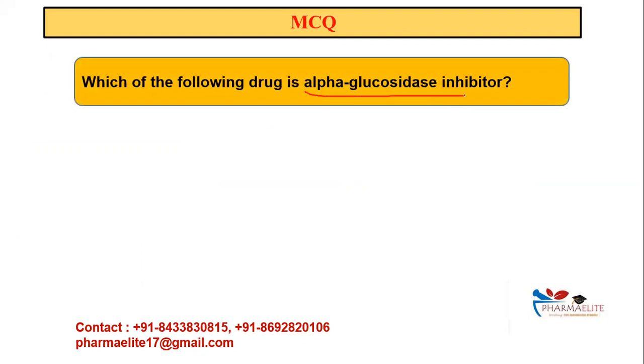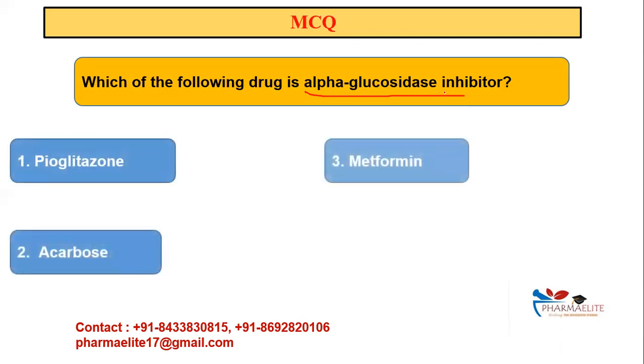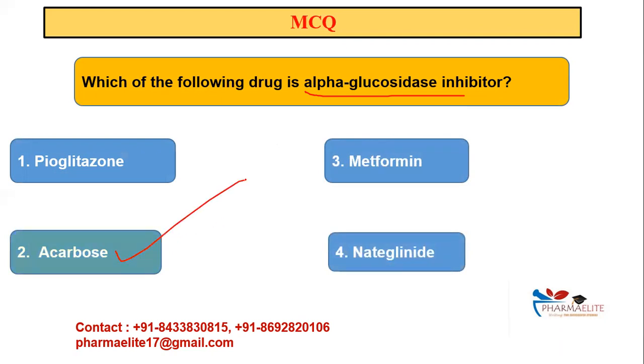Coming on to the last MCQ, which of the following drugs is an alpha glucosidase inhibitor? If you see, this question is asked directly from classification. Questions like this come very often in NIPER. Directly from your classification, a very basic question. Pioglitazone, is it Acarbose? Is it metformin? Or is it nateglinide? I hope we know the answer of this. What is the answer? Yes, it should be Acarbose. It's an alpha glucosidase inhibitor.